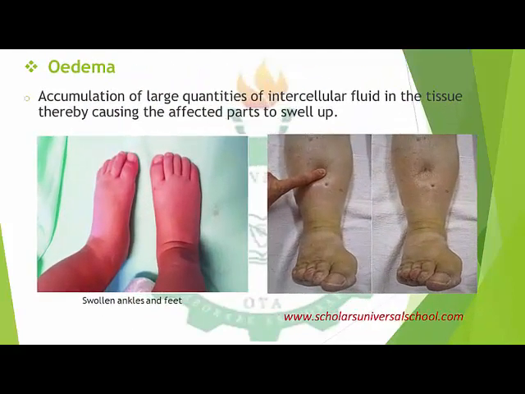Now we also have oedema, which can be a disease or it can also be regarded as a symptom. It is when we have accumulation of a large quantity of intracellular fluid in the tissue. The body is absorbing lots of water. Diuresis is when the kidney cannot retain water, it is releasing water out. Now, when the body is retaining a lot of water, we have oedema, swollen ankles and swollen feet.